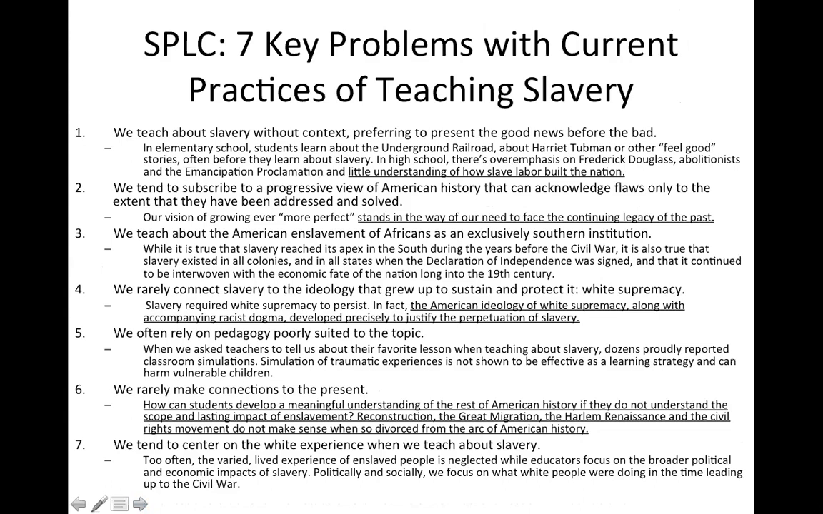The Southern Poverty Law Center found 7 key problems with current teaching of slavery. I definitely recommend checking it out, especially if you're a teacher. They go in depth with all this, but I'm just going to summarize a couple of them.